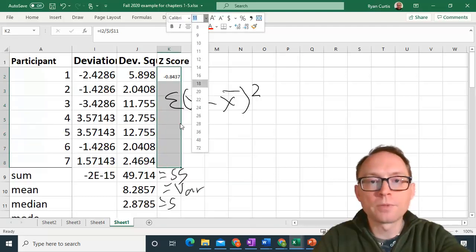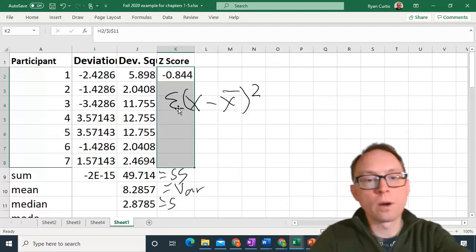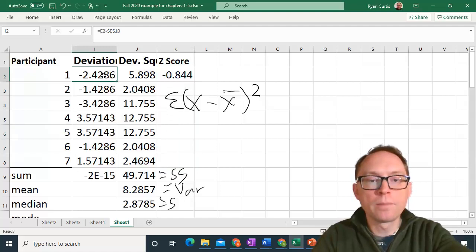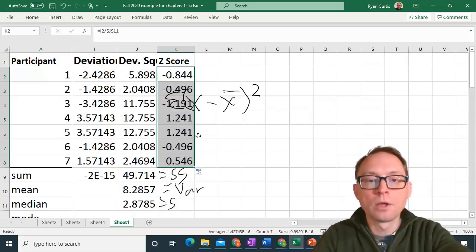Negative 0.84. That means that participant 1 is 0.84 standard deviations below the mean. Their liking for donuts is 0.84 standard deviations below the mean. That's what that means. Now here's everybody's z-score, everybody's deviation in standard deviations.